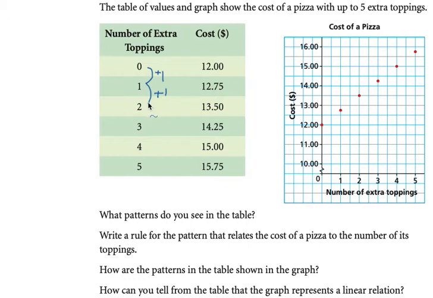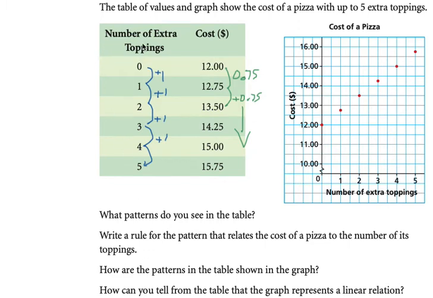So we go from 1 to 2, we go from 2 to 3 is another plus 1, we go from 3 to 4 is another plus 1, and from 4 to 5 is another plus 1. If we look at the cost, it will change by 75 cents. So this will be an increase of 75 cents all the way through. So that's the pattern you can see in the table.